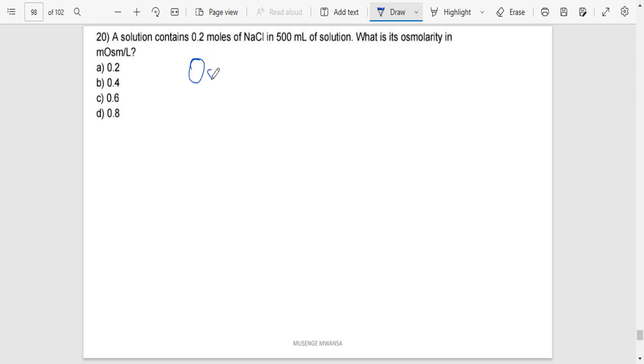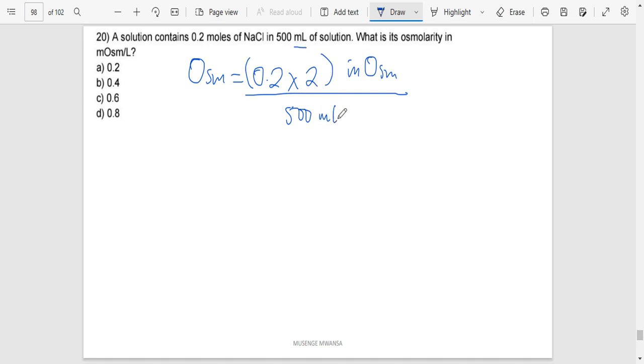So how do you calculate the osmolarity? First we are going to start with the number of moles, which is 0.2, multiplied by how many particles we are going to get. If sodium chloride dissociates, we are going to get 2. So the answer we find is going to be in milliosmoles, and we want it to be in milliosmol per liter. So divide now by the liters of solution, that is 500. Now remember that this is in 500 milliliters. Let's see what we're going to get first.